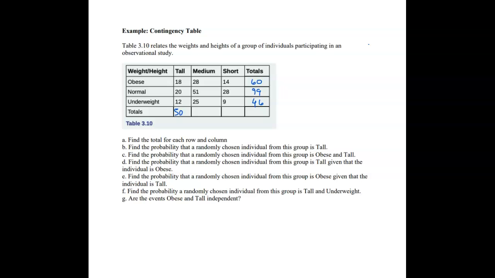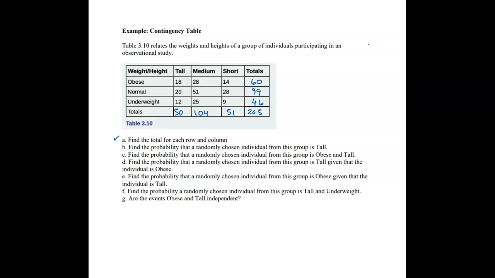Mediums, we get 104. And the short, we get 51. Right? Now the big total, we can either add the rows or add the columns. It should give us the same number. And it's good to check both just to make sure that we didn't add anything incorrectly. Yeah, 205 looks good. All right, so that was part A.